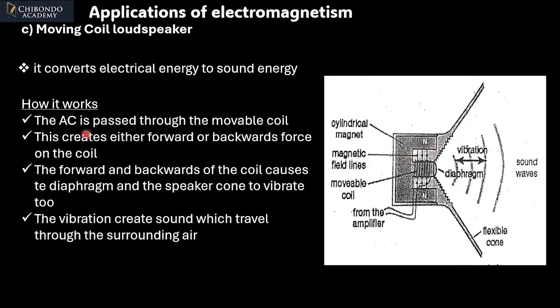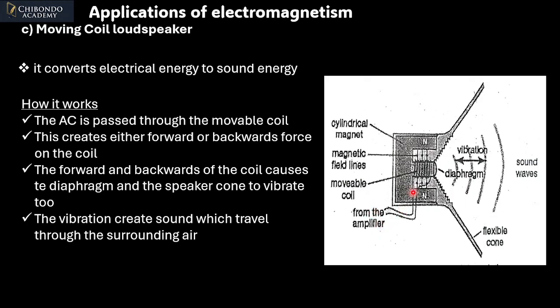When AC is passed through the movable coil, it creates either a forward or backward force on the coil. This force causes the diaphragm to vibrate, and the vibration creates sound which travels through the air. So how does this actually work? We have these wires from the amplifier. The amplifier strengthens the signals of the audio or sound.